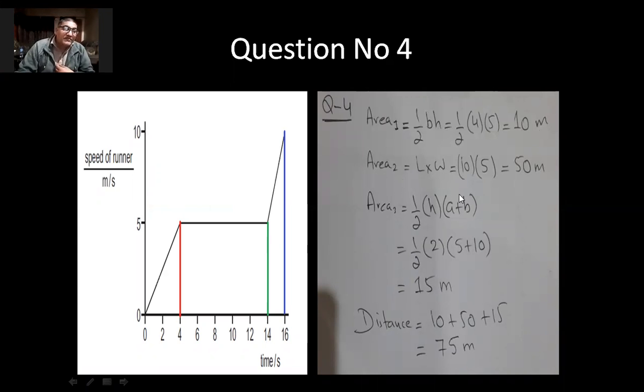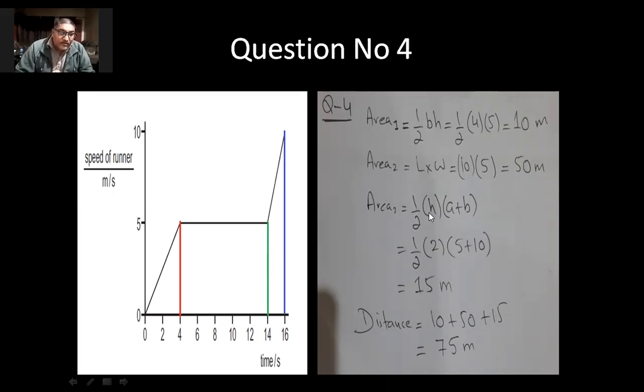And then I have this area 2, which is a rectangle. This length is 10, and this height is 5. So I multiply 10 by 5, and that will be 50. Then this area, which is a trapezium, its height is 5. This parallel side is 5, and this parallel side is 10.